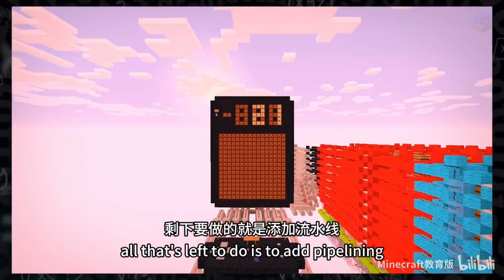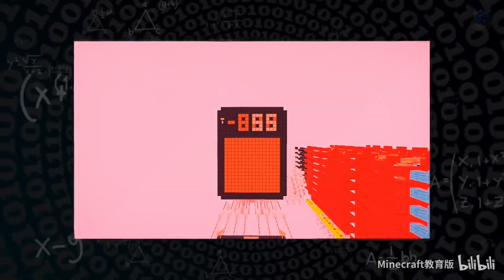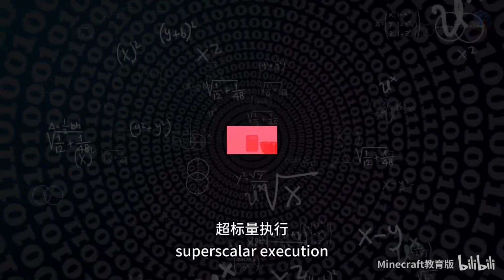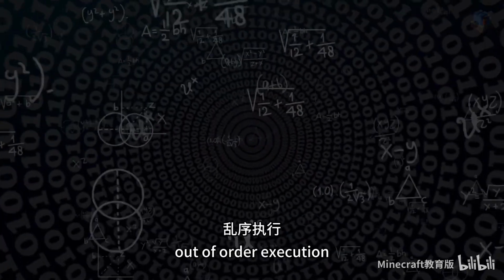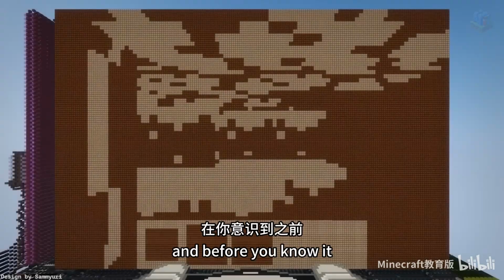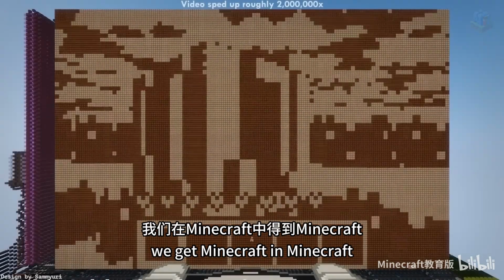After that, all that's left to do is to add pipelining, cache hierarchy, vector processing, branch predictions, RSA acceleration, and before you know it, we get Minecraft in Minecraft.